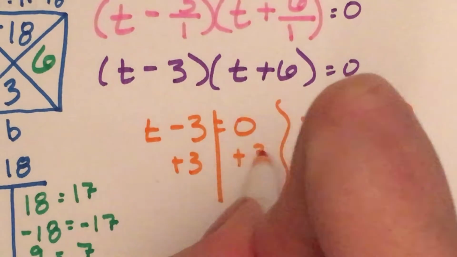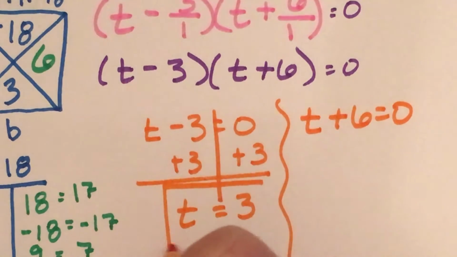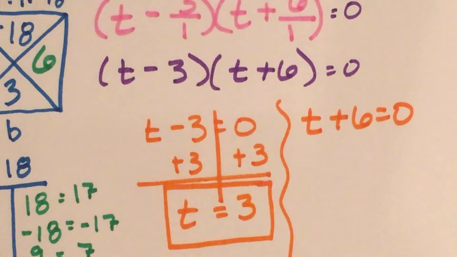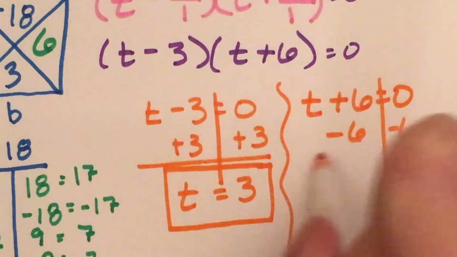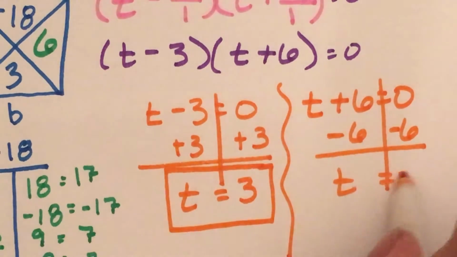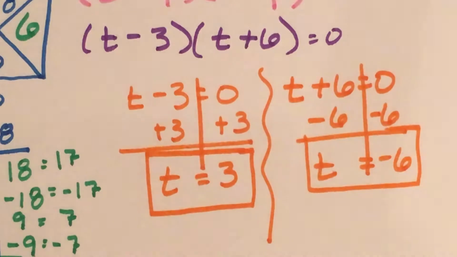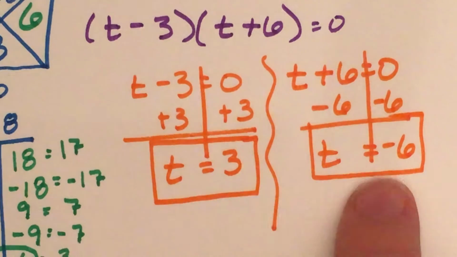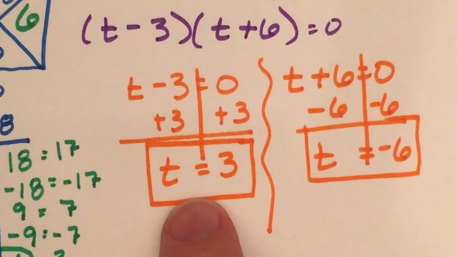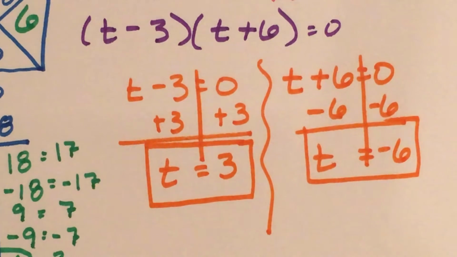Add the 3. What you do on one side, do to the other. And t equals 3. Let's do it again. Minus 6, t equals -6. These are the two locations that this particular quadratic is going to cross the x-axis: -6 on the left and +3 on the right. That's it. You're good. Awesome. All right, why don't you pause the video and try to do number 4. Go.